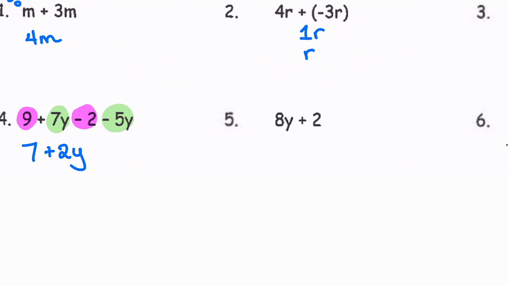On the next one, I'm going to check the 8y and the 2, and I'm going to say, do they have the same variable? The answer is no. That means I cannot combine these. You've got to keep them separated. We're going to say that this is done. However, on the formative, if you write done, it's not going to give you a valid answer. So on the formative, you would write 8y plus 2.